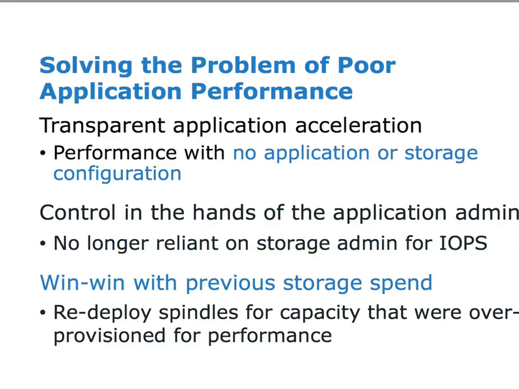But in the same breath, this helps the storage group as well. Because what you're really doing is moving IOPS from back-end storage to the server layer. And that's taking weight off of back-end storage. That's allowing back-end storage to redeploy hard drives that they were over-provisioning for performance to handle upcoming capacity needs, because data continues to double every 18 months. So we ship this or sell this as a win-win scenario.